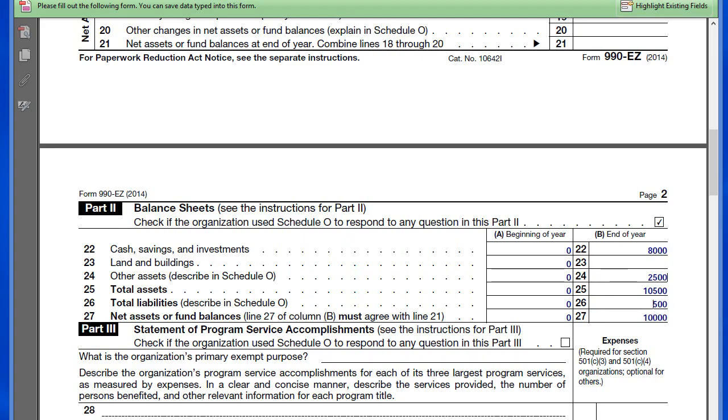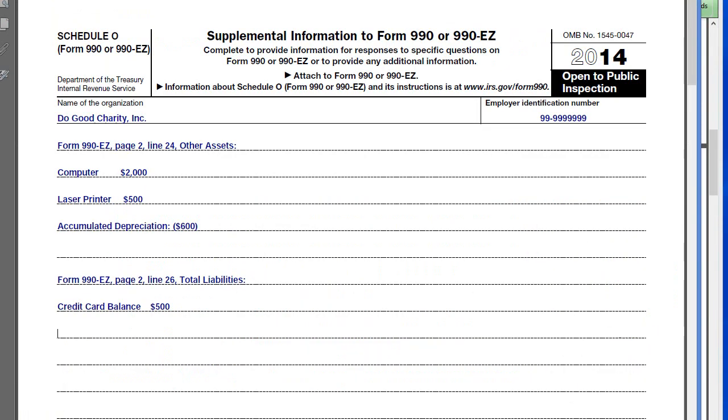And let's just take a quick look at Schedule O. Schedule O is essentially a blank form, and that's where we add explanations. So we're going to put the name of our organization here. It's a do-good charity. We're going to put our employer identification number here. All the pages on the tax return need to have those on there in case they drop it and have to pull it back together and figure out which return it goes to.